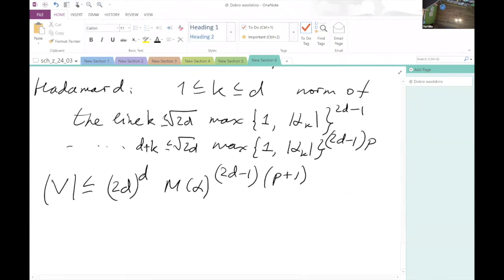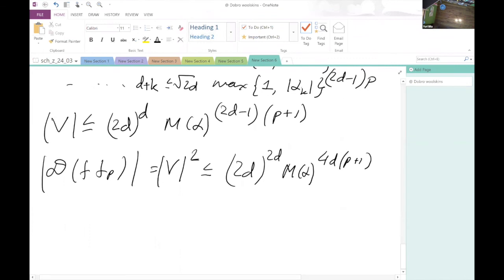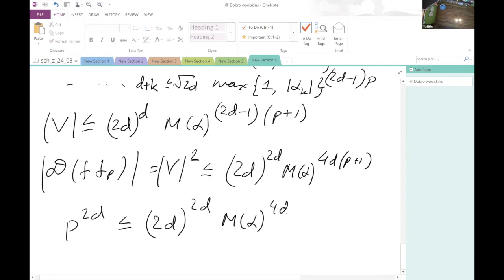And so v squared, which is the discriminant, is bounded by the square of this. So let us put it like this: 2d to the power 2d, Mahler measure. Well, I want to forget about this minus 1, so it will be 4d(p plus 1), and this. Very well, we have a lower estimate and we have an upper estimate. So we can now combine them. This is the lower estimate, and this is the upper estimate. Great, and this gives us the lower bound for the Mahler measure.